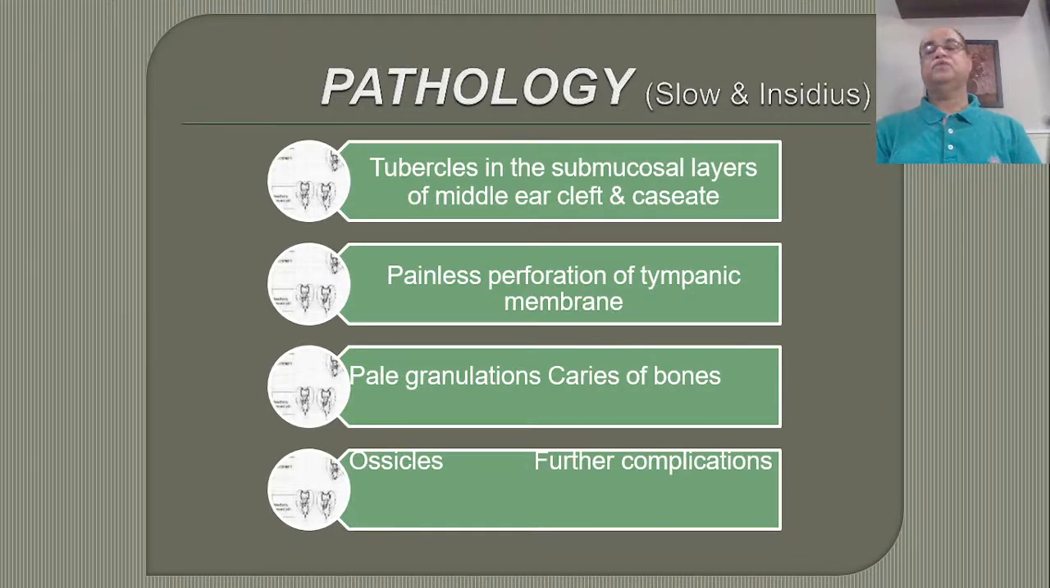And in tuberculosis we know that there is tubercle formation, and these tubercles in the middle ear cleft are in the submucosal layers, and later on they caseate. Due to caseation they rupture and the tympanic membrane gives way, so there are multiple perforations of the tympanic membrane with painless creamy or yellowish colored discharge.